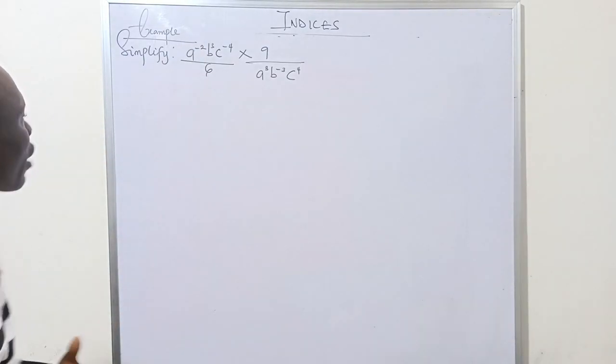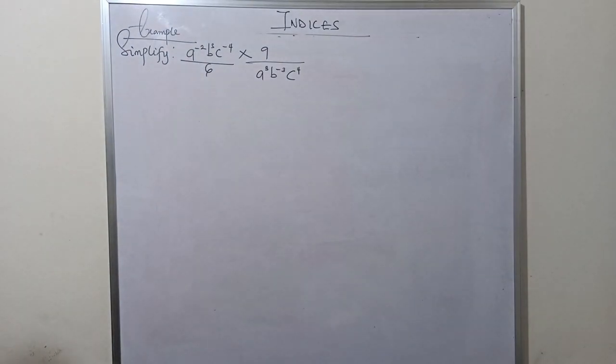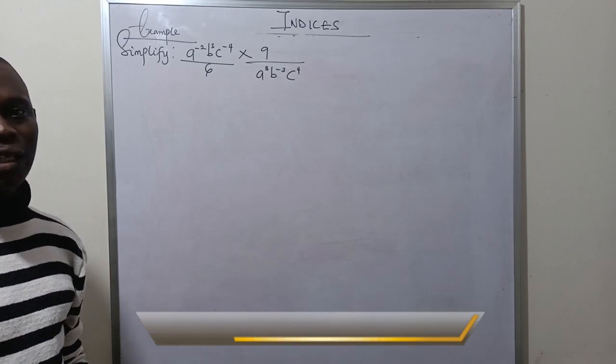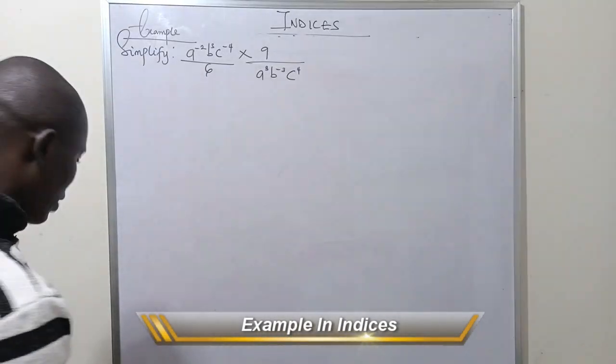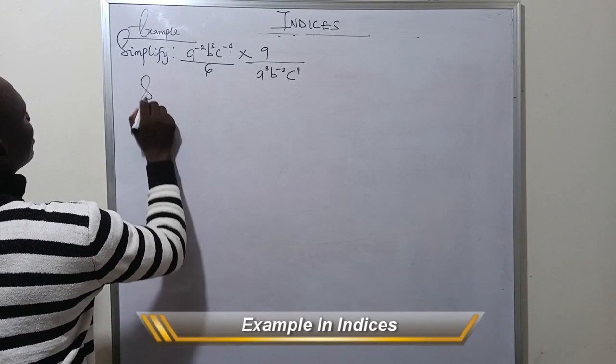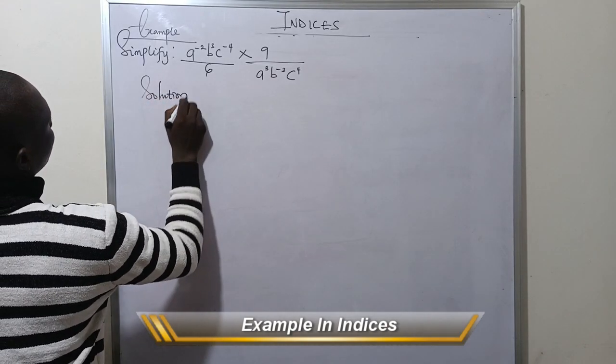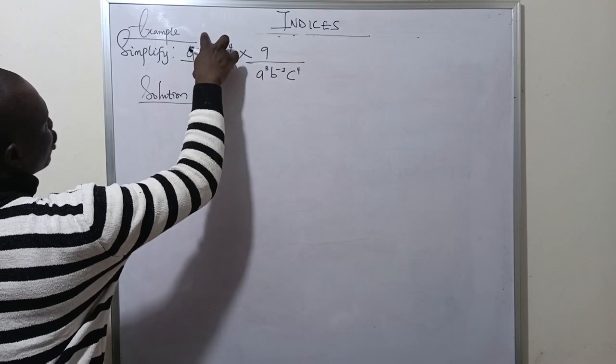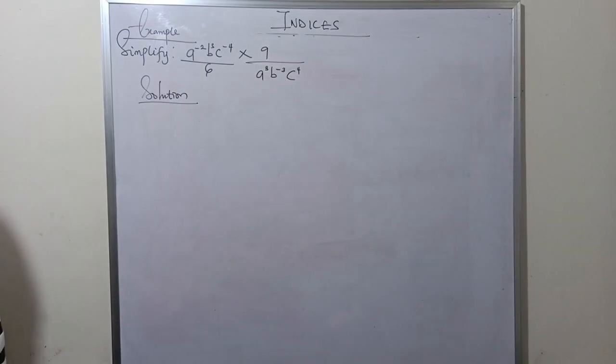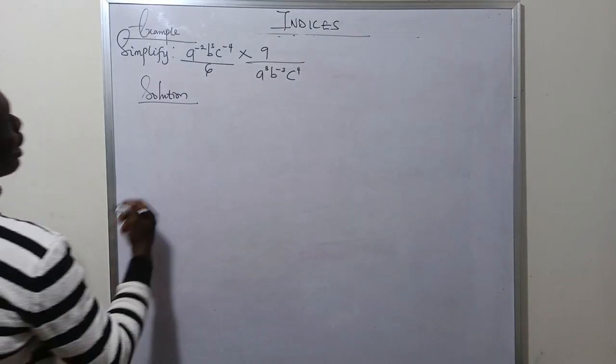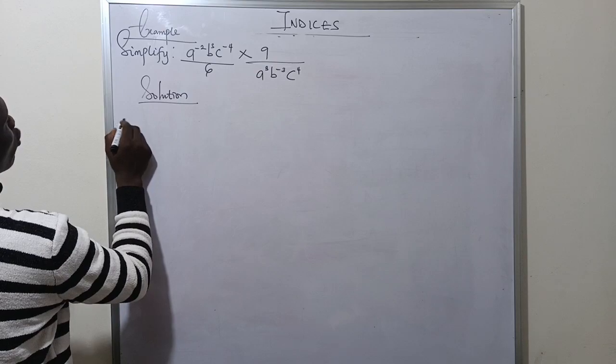Simplify this. Looking at this, the best way to simplify it is to use the indices approach, the law of indices. With this, what I'm going to do first is, when you look at this, it is a fraction multiplied by another fraction. So let me bring out the question first.